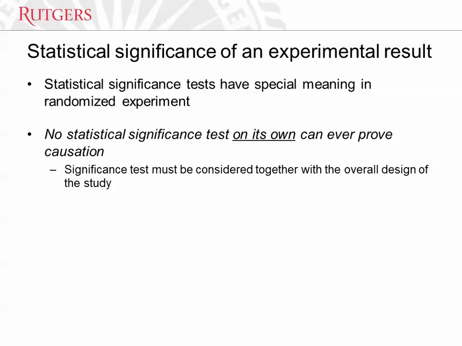And then if the difference between the treatment group and control group is greater than what you would expect by chance, then you know that the treatment must be, or at least it's likely to be, the cause of the difference that you observe.